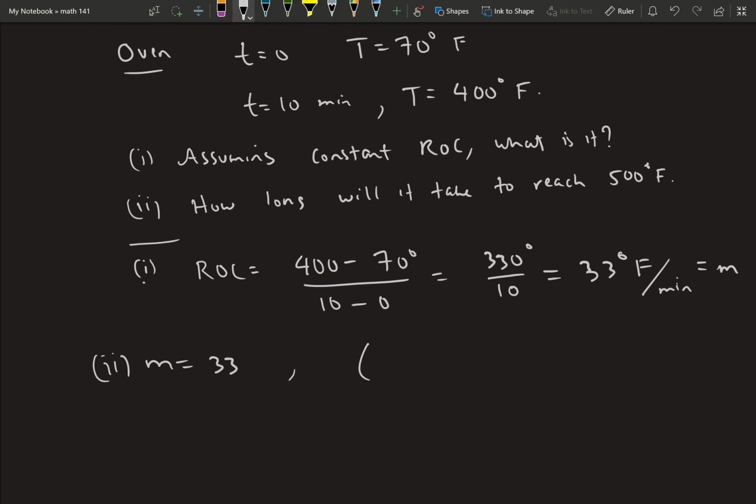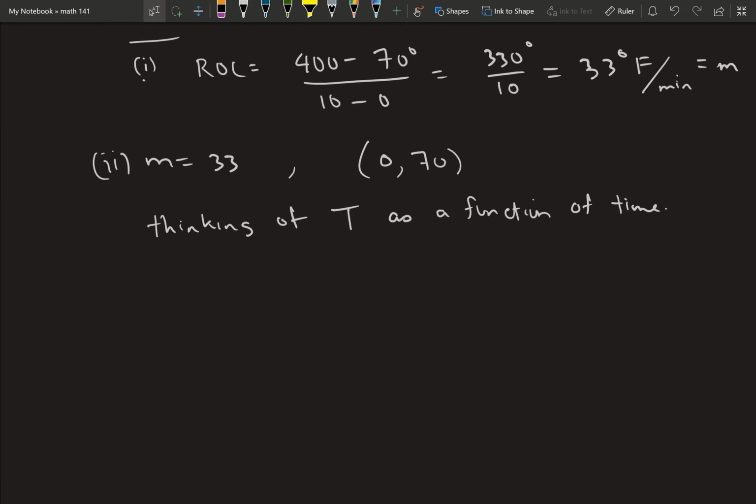We also have a point here. We're thinking of t as the independent variable. So we have a point (0, 70), right? Because at time 0, the temperature is 70. So we're thinking of capital T, which is temperature, as a function of time.